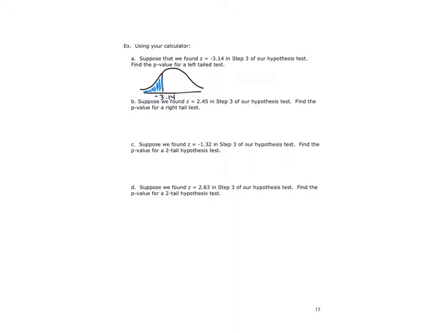So using normal CDF, my lower bound is going to be negative 999. My upper bound is negative 3.14. The mean is 0. The standard deviation is 1. So my p-value equals 0.0008. P-values we will always round to 4 decimal places.